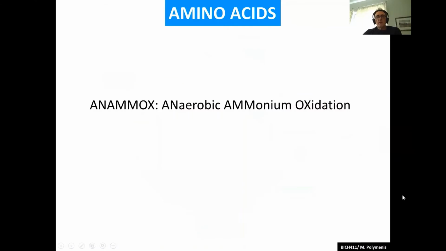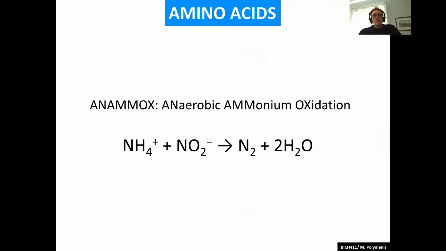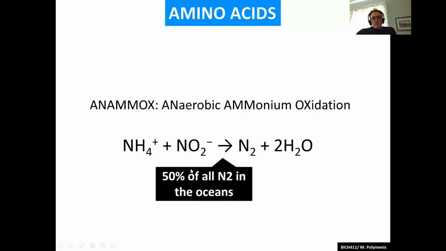But a key issue here is, how is the dinitrogen that we see in the atmosphere generated? It turns out that the Anammox reaction, which was discovered, I think, in the 80s, generates at least half of the nitrogen in our atmosphere. In this case, you combine ammonia and nitrite, and you get dinitrogen. The two atoms of nitrogen come together to make the molecular nitrogen that we see here. And as I said, that generates about half of all nitrogen in the oceans and the atmosphere.